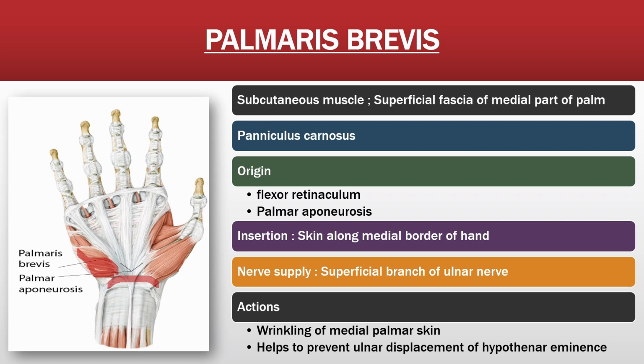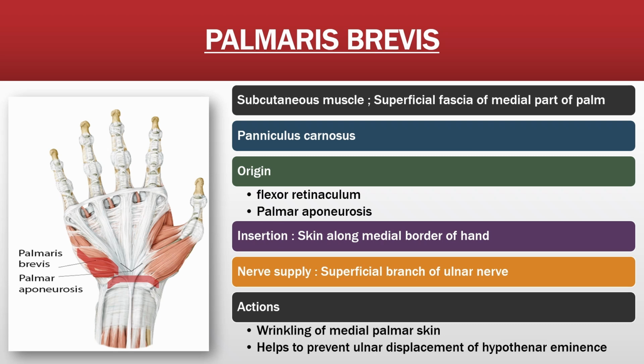Now we come to the origin of palmaris brevis. It is originating from the flexor retinaculum, okay, and the palmar aponeurosis. So it is a very short muscle. If you see, it is restricted only to your palm. Okay, it does not have a long attachment. It does not have a long course to travel. It is taking origin from the flexor retinaculum, and it is attached on the skin of the palm. Okay, so it is a very short muscle. It is inserted along the skin on the medial border of the hand.